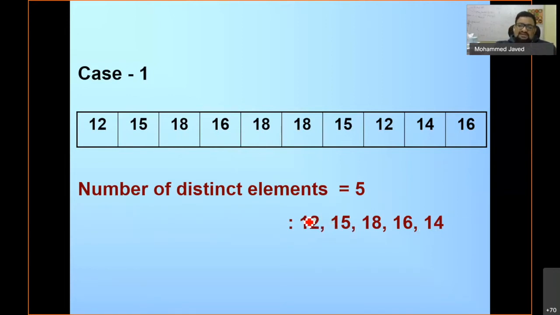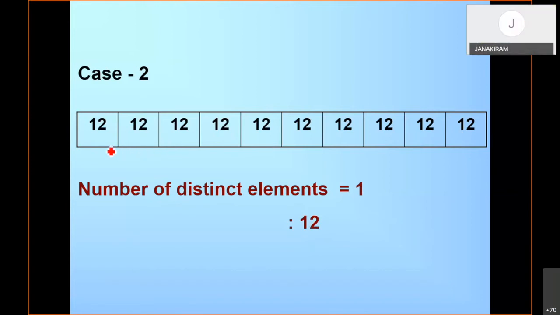Let us take another example, case 2. In this case 2, you can see that all the array elements are 12, and the number of distinct elements is equal to 1. The distinct element is 12. Now, can you observe this? The interesting thing here is that this is an example of the best case for this particular algorithm.